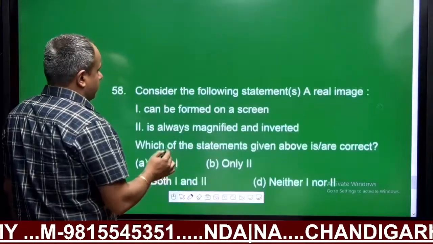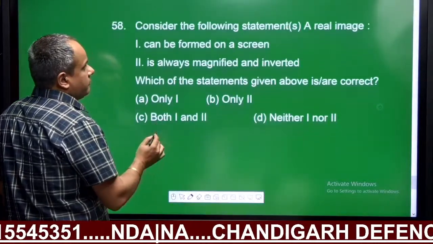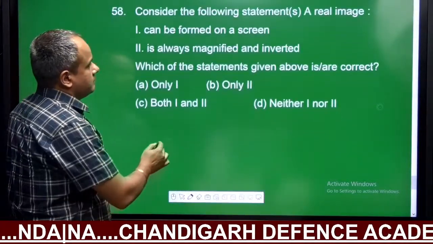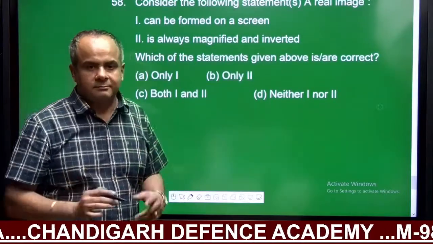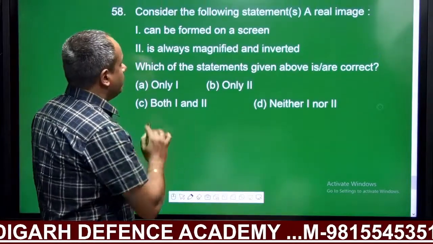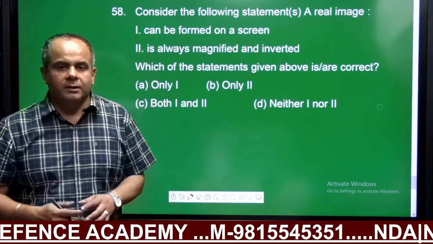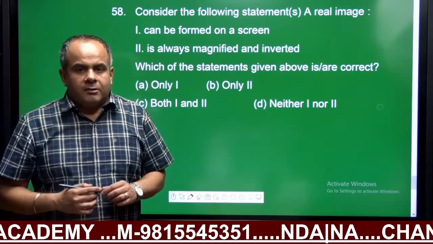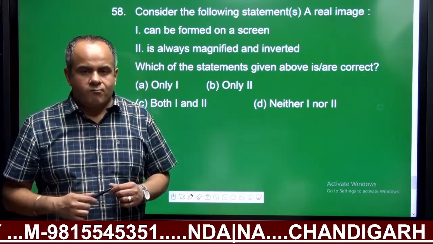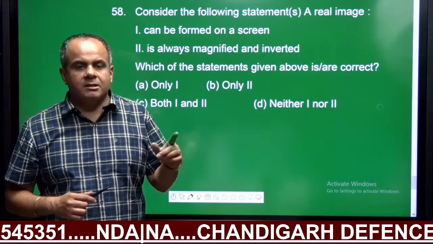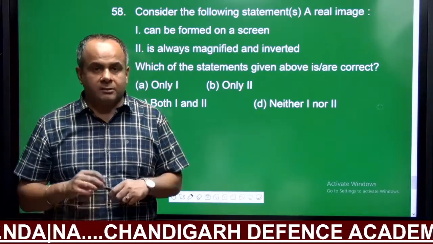Let's go to the 58th question. Okay, consider the following statements. Oh, sorry, थोड़ा ऊपर ले गया. Wait. Oh, it's fine. A real image. Statement 1 says a real image can be formed on screen. तो सही है.